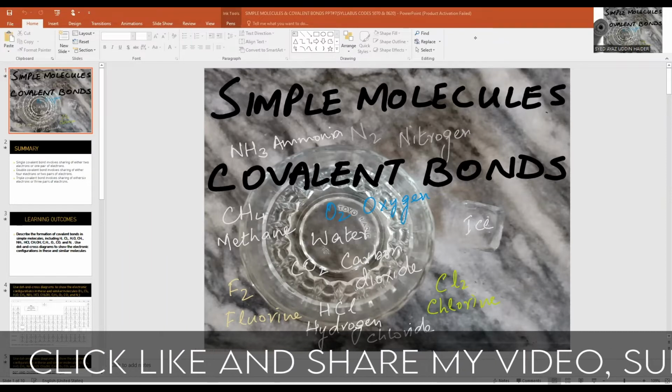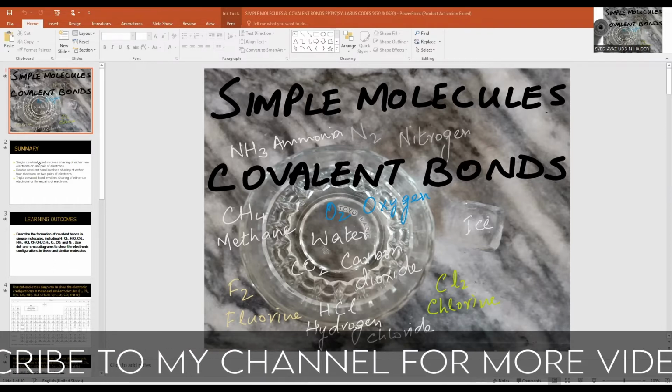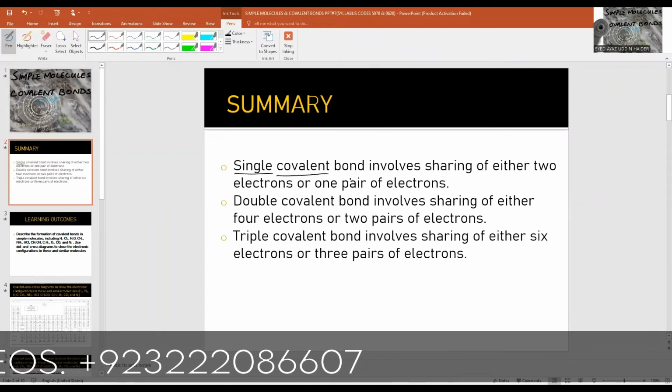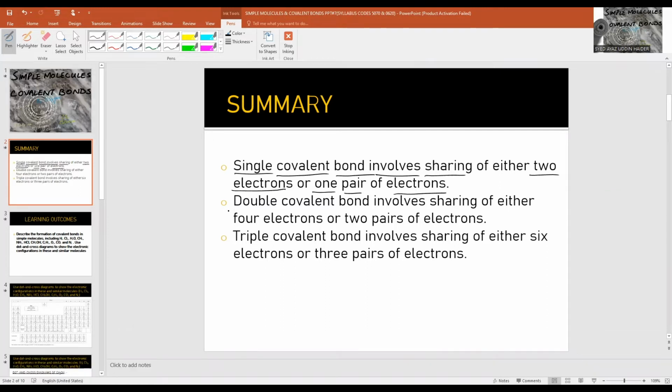I will continue the topic Simple Molecules and Covalent Bonds with the summary of the last lesson. Single covalent bond involves sharing of either two electrons or one pair of electrons. Double covalent bond involves sharing of either four electrons or two pairs of electrons. Triple covalent bond involves sharing of either six electrons or three pairs of electrons.